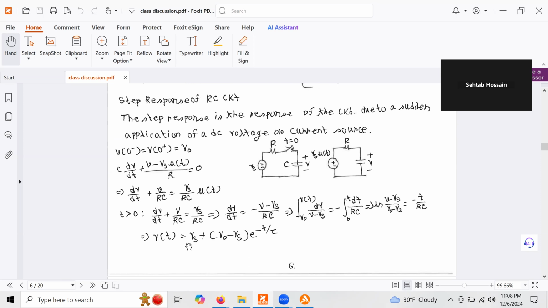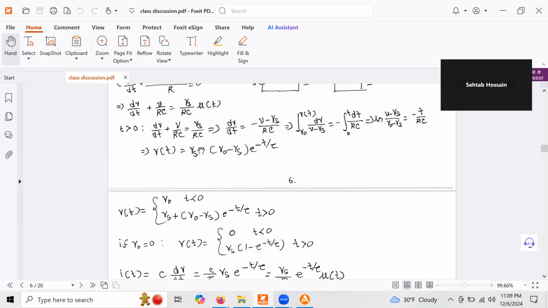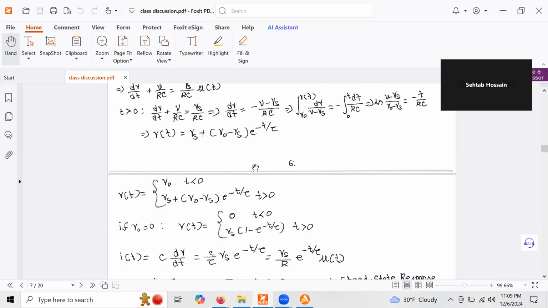And after integration and math, we come out with this. So this is the step response of an RC circuit. So what is this actual Vs? Vs is the source voltage, and V0 is the initial voltage. It is V0 minus Vs, the source voltage, times exponential minus t over tau.